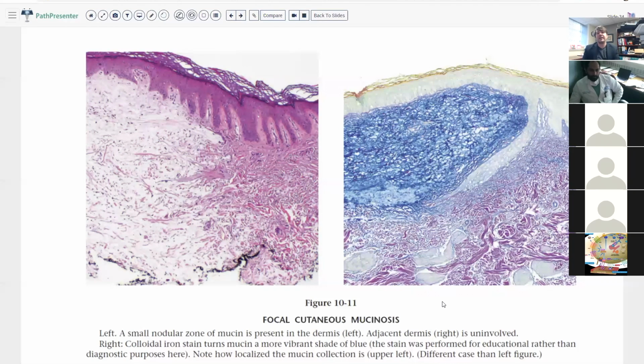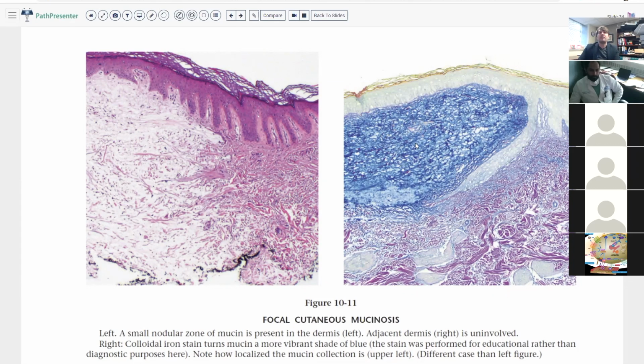That's how I decide. If I just think it's a tiny, small lesion, like here, you can see this thing has even got a little collarette. It's just a tiny little pea-size or smaller nodule of mucin here. So that's focal cutaneous mucinosis. And obviously, you don't necessarily need to do a colloidal iron or other mucin stain. In this case, it was just done for teaching purposes, which you can see how beautifully it highlights.